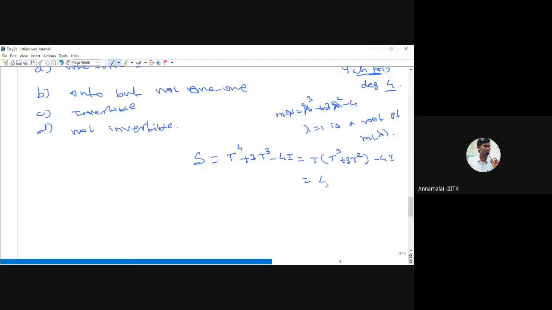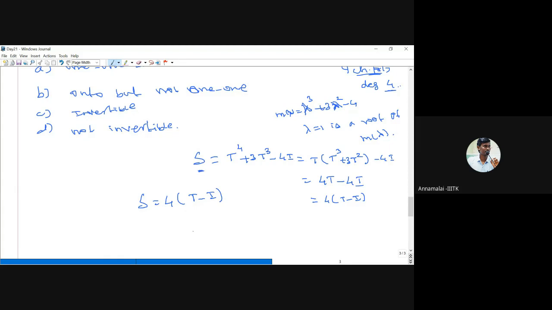Therefore, if you apply here 4 into I, I is nothing but identity, therefore we get 4I. So anyway, you can take 4 outside. If you take 4 outside, we get T minus I. So that means lambda equal to 1. Therefore, this transformation S is nothing but 4 times T minus I. This is a linear transformation.